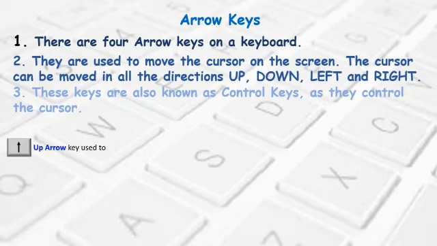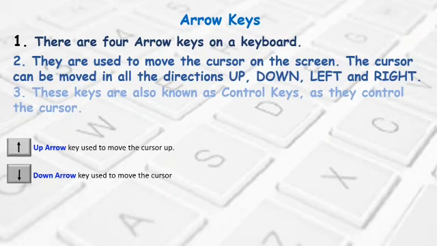Up arrow key used to move the cursor up. So you have the first arrow key, it has an arrow which is pointing towards up and it moves the cursor up. The next arrow key is the down arrow key used to move the cursor down. So this key has an arrow which is pointing towards down and it moves the cursor down on the screen.